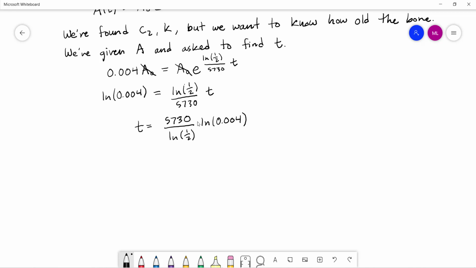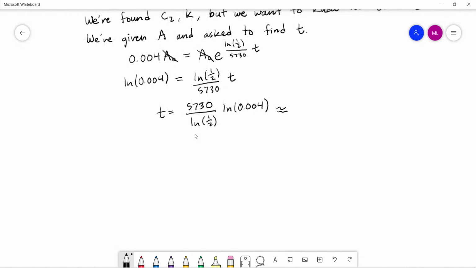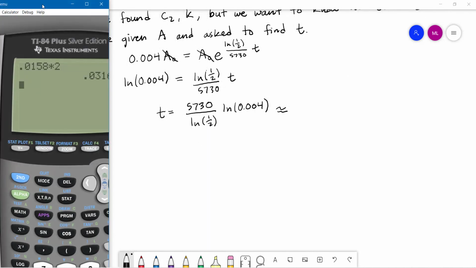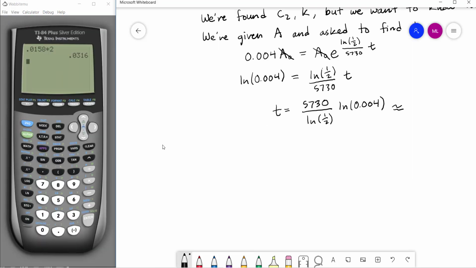You can play around with log rules to simplify this, but at the end of the day, I don't want an answer that looks like this. I want to know an age in years, presumably. So let's figure out how old this thing is. I want an answer in terms of years. What that means is we should be plugging into a calculator. Let's get a decimal answer. So let me clear this and plug this into the calculator.